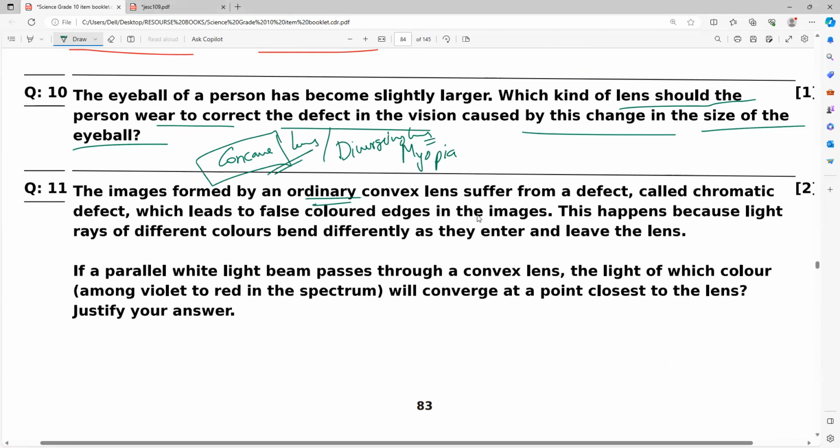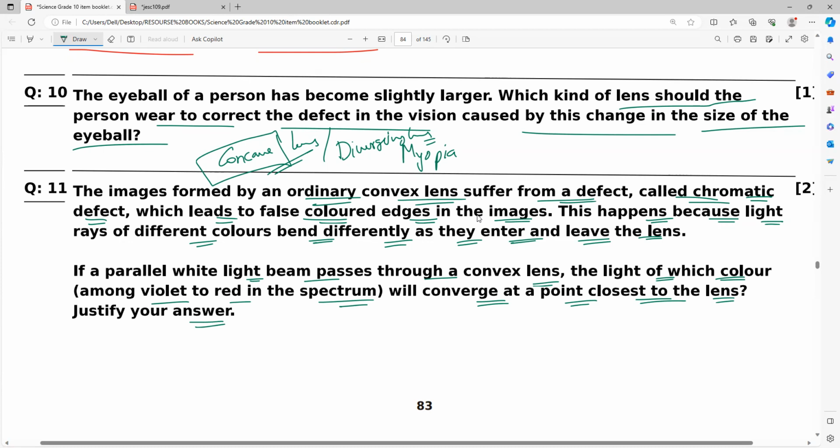That is next. The image formed by an ordinary convex lens suffers from a defect called chromatic defect, which leads to false colored edges in the images. This happens because light rays of different colors bend differently as they enter and leave the lens. If a parallel white light beam passes through a convex lens, the light of which color among violet and red in the spectrum will converge at a point closest to the lens? Justify your answer.